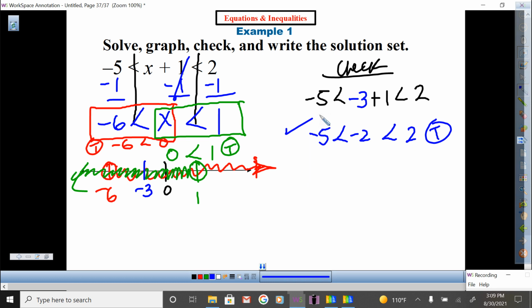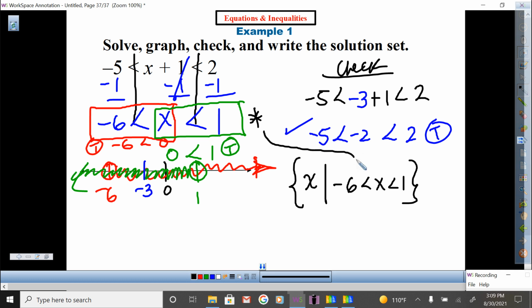Are we done? No. Solution set. Which variable did we solve for? X, such that. What goes in here, Dominique? Our solution, which is right here. Which is? Negative 6 is less than x, which is less than 1. That is correct. Negative 6 less than x less than 1. Put a little asterisk here, and then send an arrow so that you remember that that goes right there.